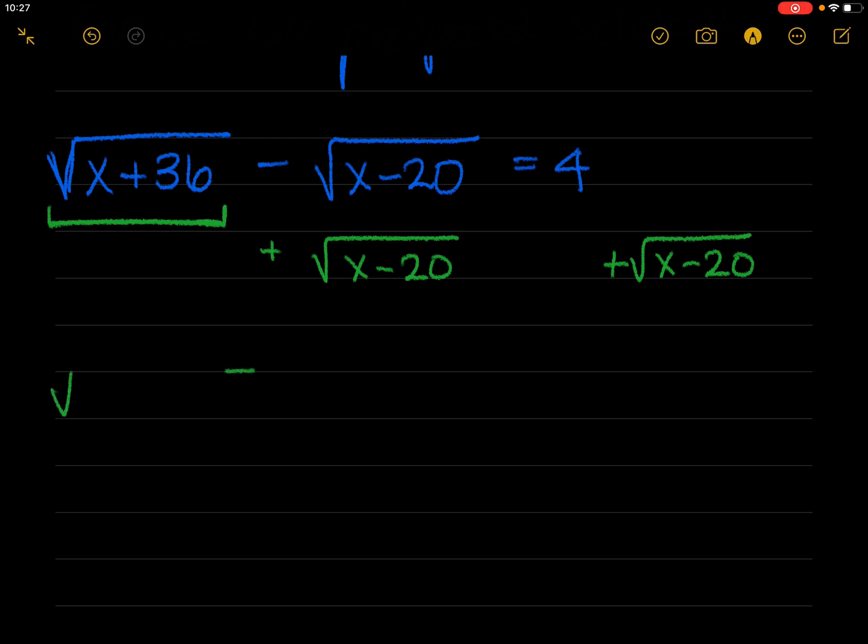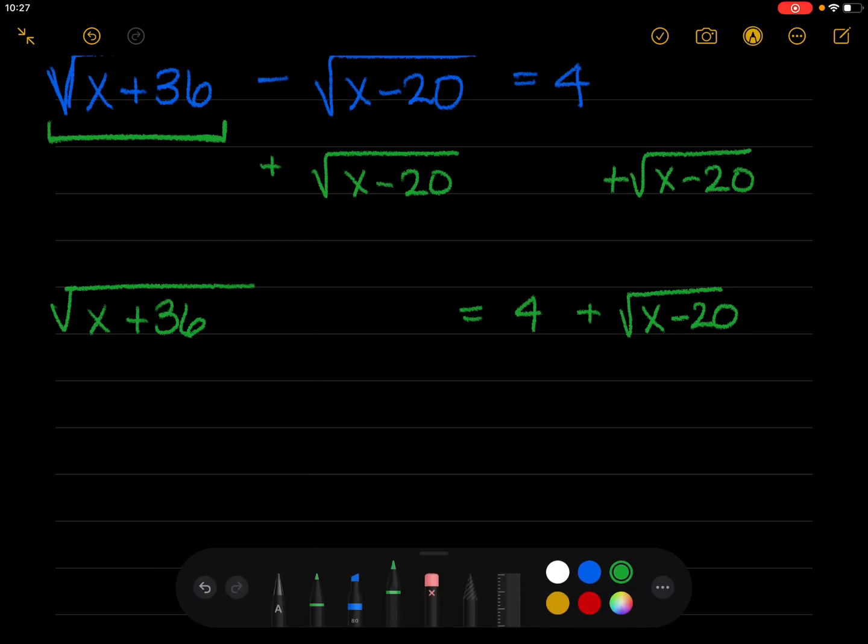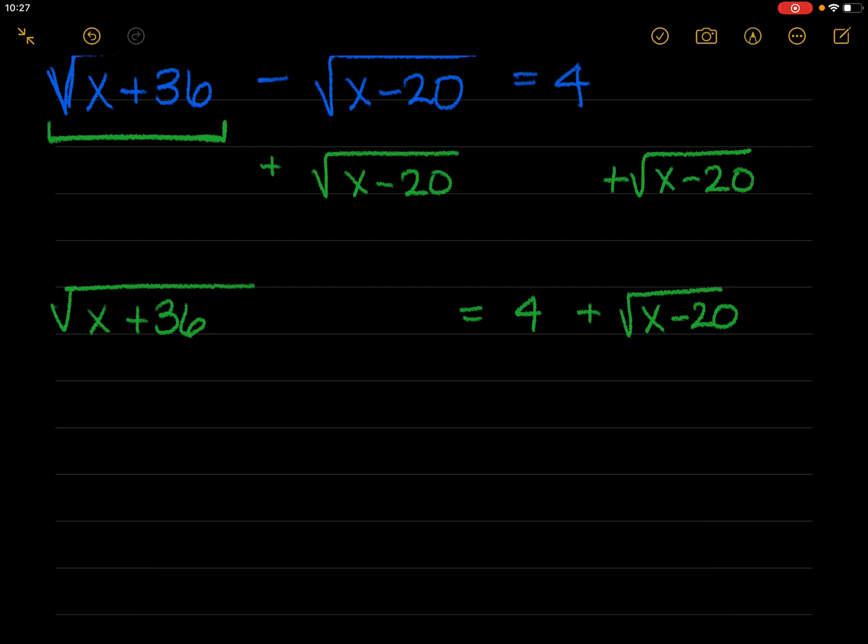So on the left side, I am going to have x plus 36 under my square root. I have moved the square root of x minus 20 to the right, which leaves me with 4 plus the square root of x minus 20. Now we look at the radical we isolated, the one on the left. This is our square root, which has that understood index of 2. So in order to remove it, we're going to raise this side to the second power, which will allow us to cancel these two things out and leave me with x plus 36 on the left-hand side.